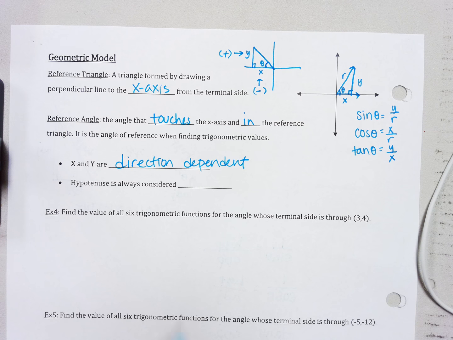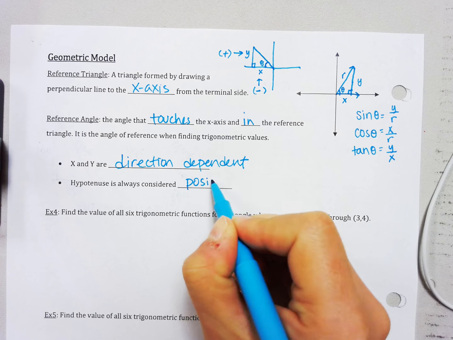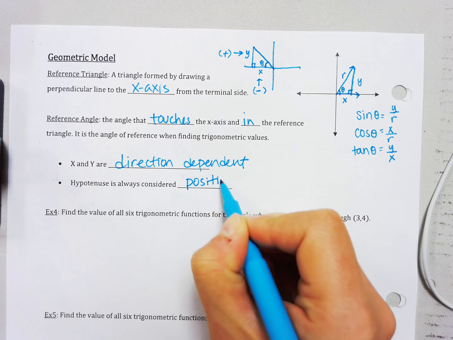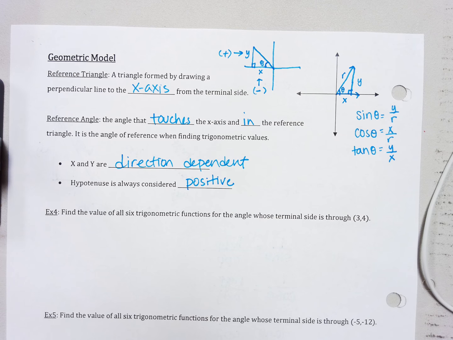The hypotenuse, on the other hand, we're always going to consider as positive. The hypotenuse is really the distance between the origin and that coordinate point, so distance is always positive. If we can say that the x and y coordinates are direction dependent, then that eliminates the hypotenuse from being negative as well.